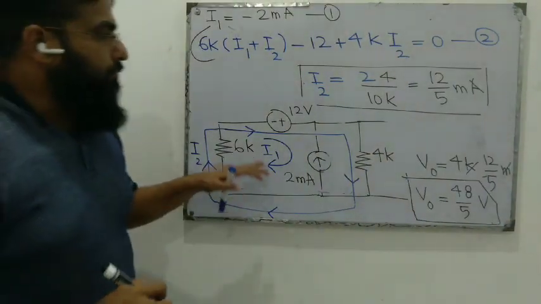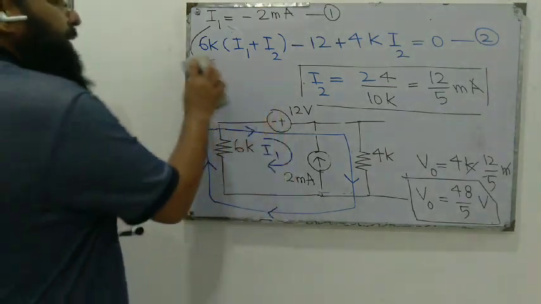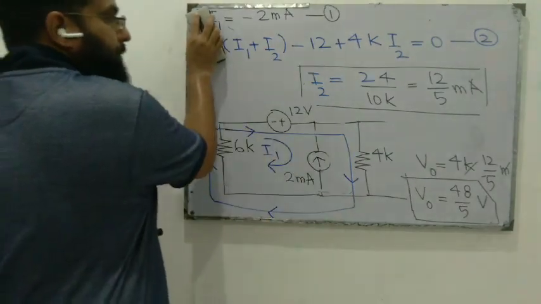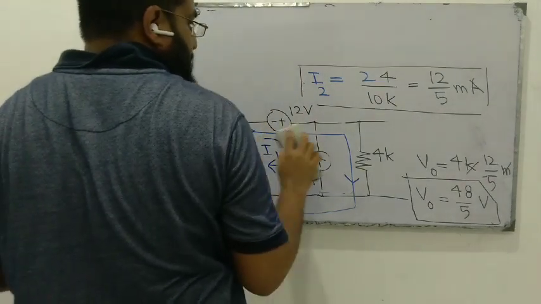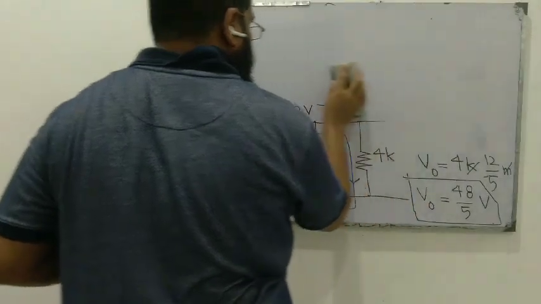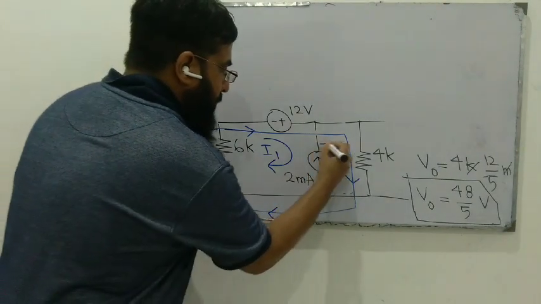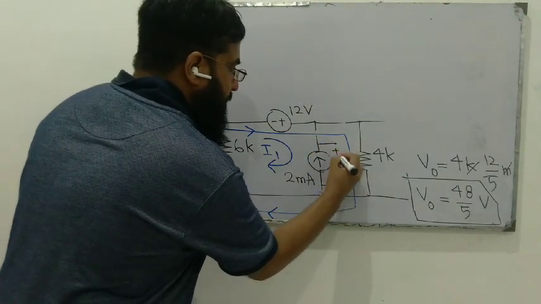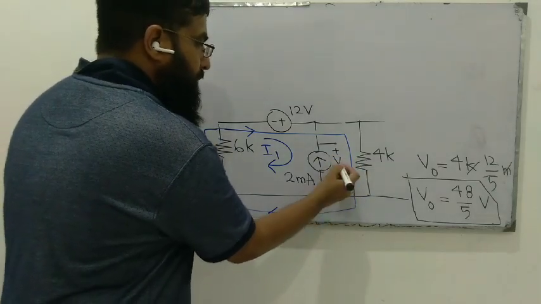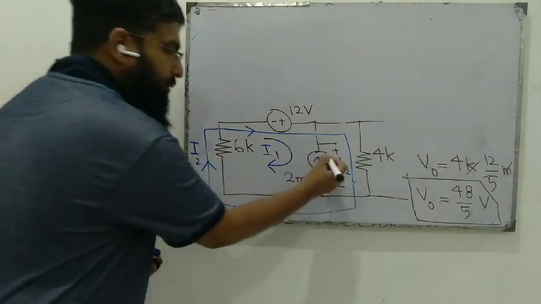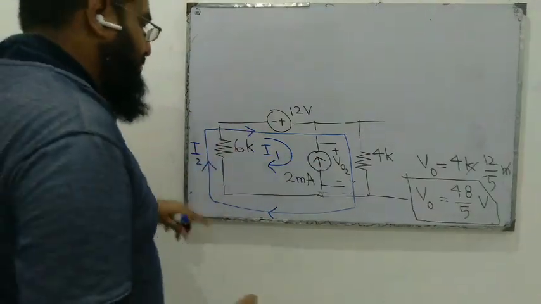Right. There is one other unknown that we are required to find. We'll find the voltage drop across this 2 milliampere current source. Let's call it V out 2, the voltage drop across this 2 milliampere current source. In order to find this voltage drop, we have to write KVL equation once again.